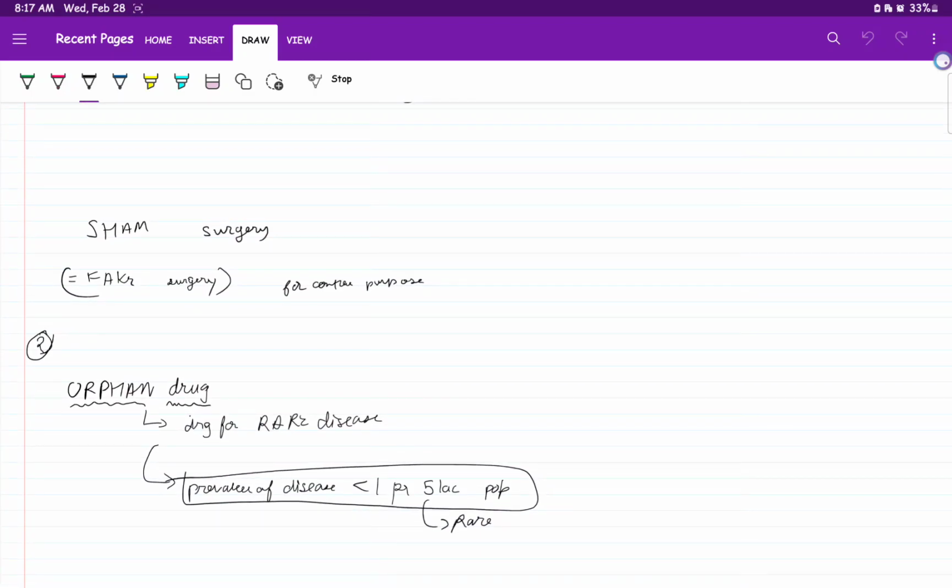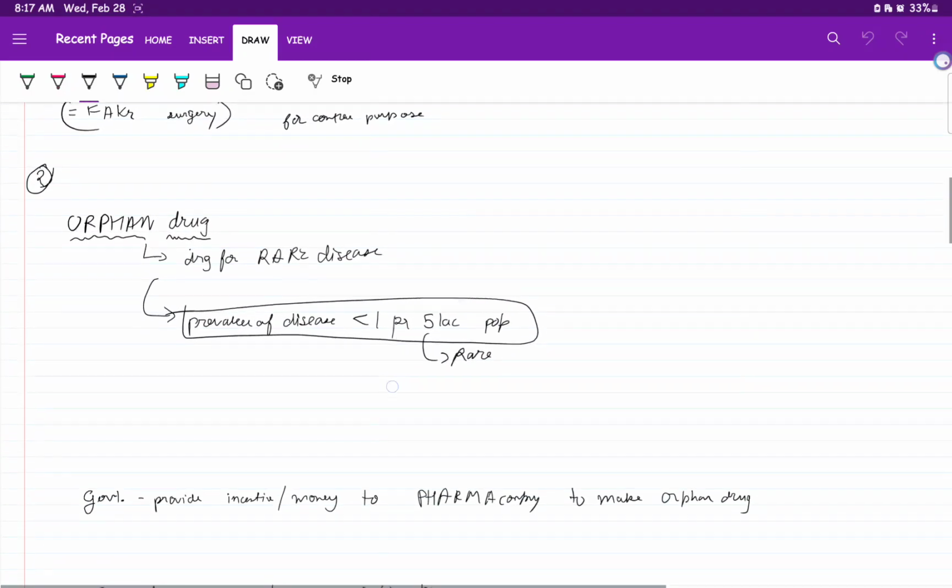Sham surgery is a fake surgery. We do it for control purpose.